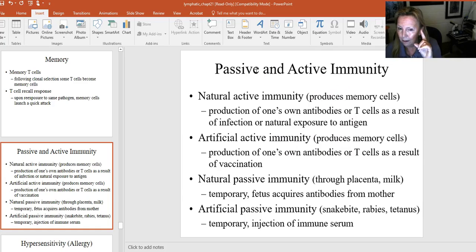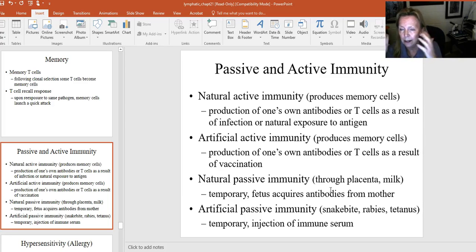Now, in passive, that's very different. In passive, you're not making your own response. You're getting it from outside. So a perfect example of natural passive is the fetus. I told you that a mother's IgG class of antibodies can cross the placenta and protect the fetus. And even when the fetus is born, those IgG antibodies from the mother will last for a few weeks. Now, they won't last forever. They're just proteins. They're going to break down eventually. And then the fetus is going to be having to make their own response.